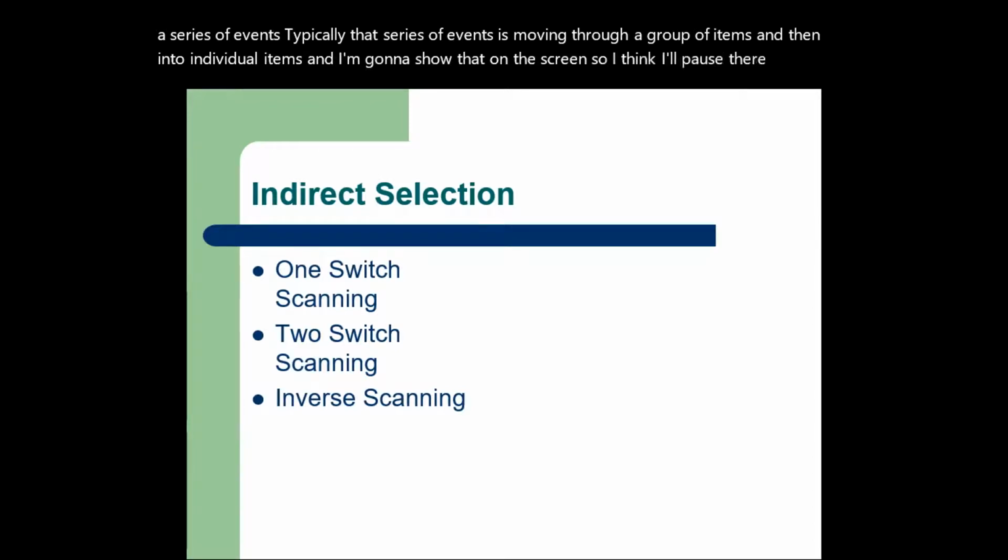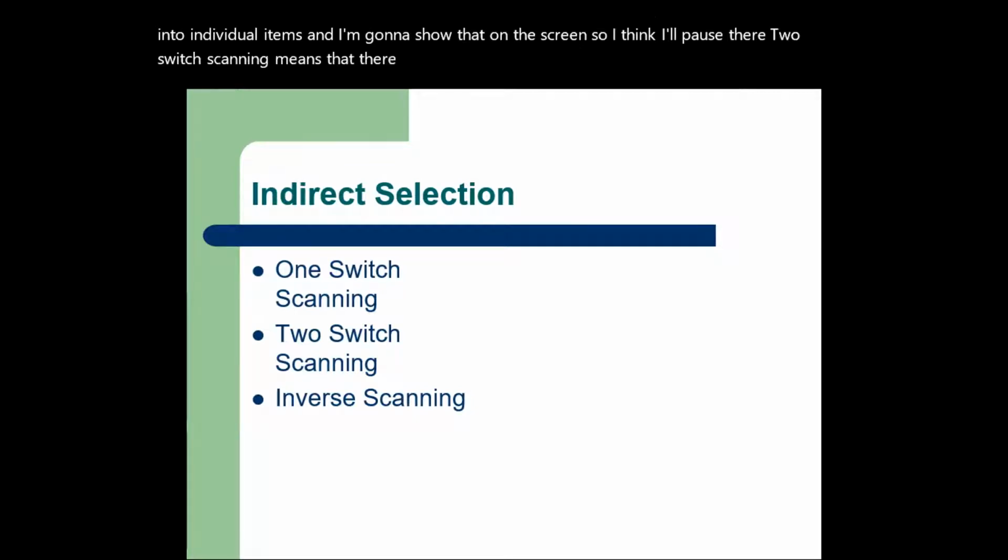Two switch scanning means that there are two different surfaces to come in proximity with or come in contact with, depending on the type of switch.